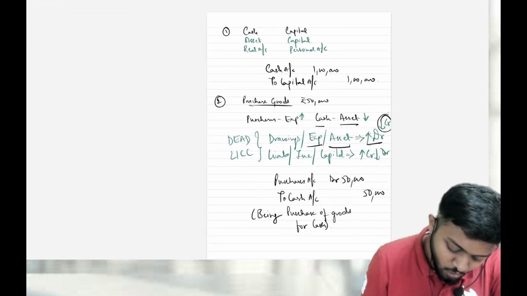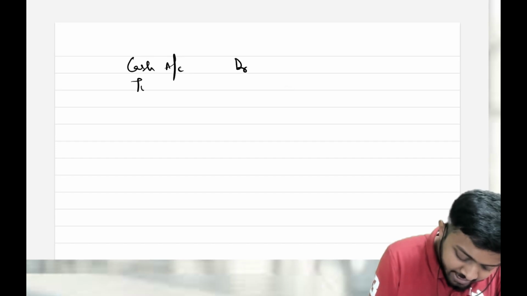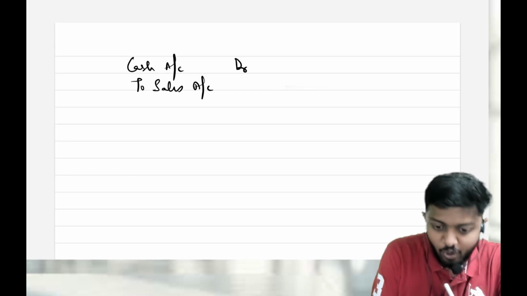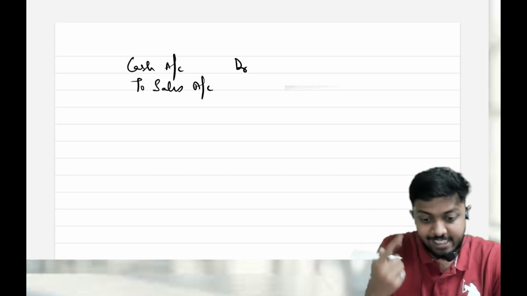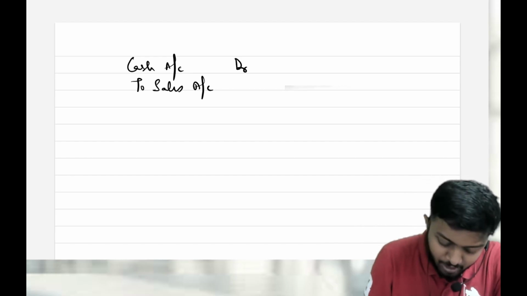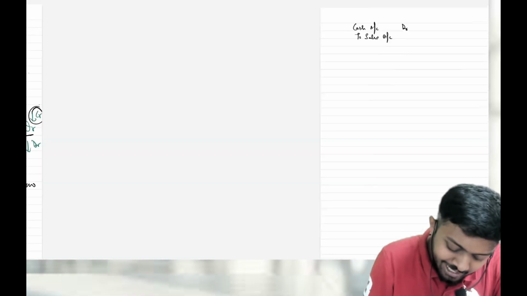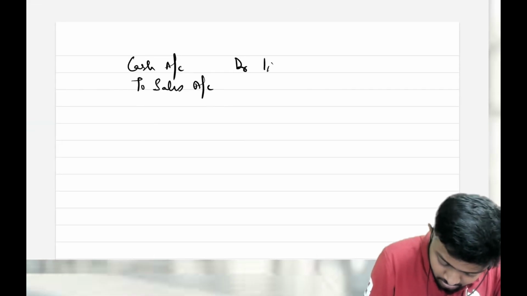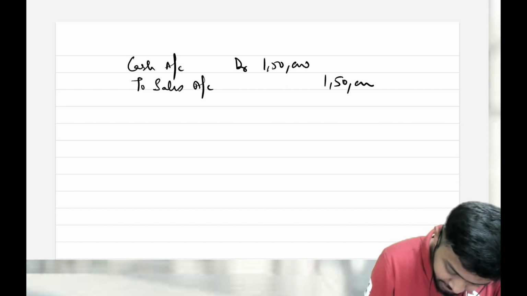So fast, let's go. The third one is sales. Cash sales has happened. How to record the entry? Cash is an asset increasing, debit. To sales is an income increasing, credit. Okay, you can apply my rules. Whatever I've taught you, everywhere it will apply. Pause the video and see whether it is working. Cash account debit to sales. I've sold it for 1 lakh 50,000.